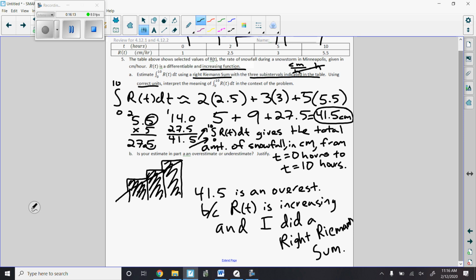You can also figure that out by thinking about if I had done a left Riemann sum, I would have been using a smaller number for each of those widths. So I would have gotten a smaller number. So we were always using the bigger of the two numbers, so it made sense that this was going to end up being an overestimate. Okay, let's look at another one.